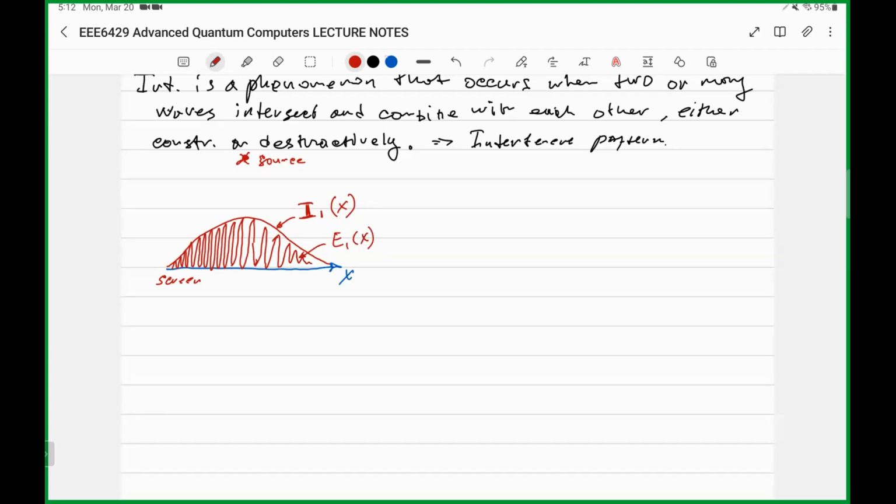And now, if I write the formula for the electric field of the first source, so we have just one coordinate and our field is scalar, it would be something like the square root of the intensity, times the phase factor, which is e to the power of i k x, where k is the wave number, which is either omega over c or 2 pi over lambda.